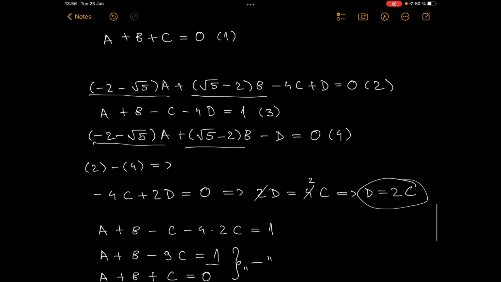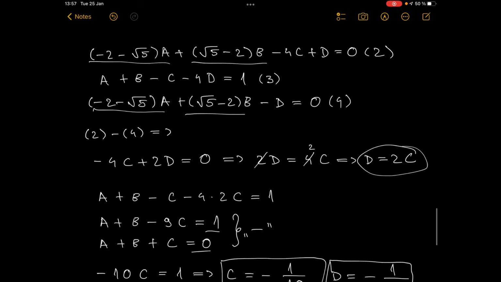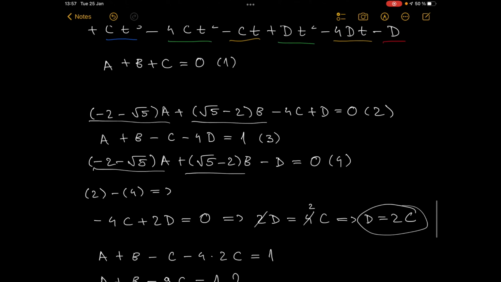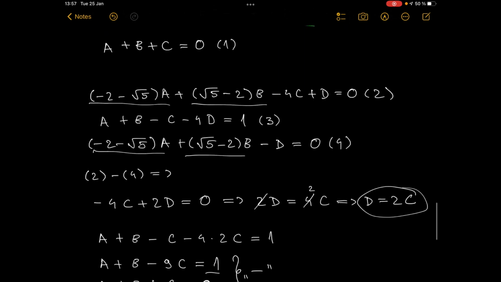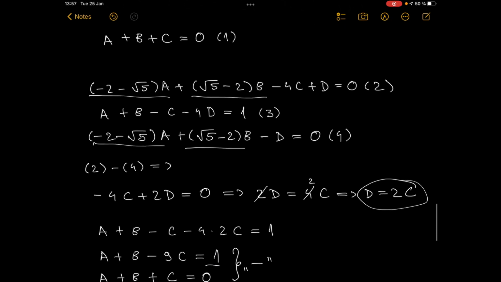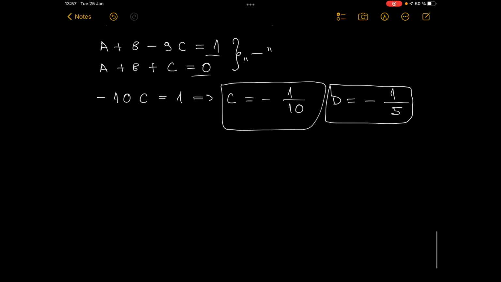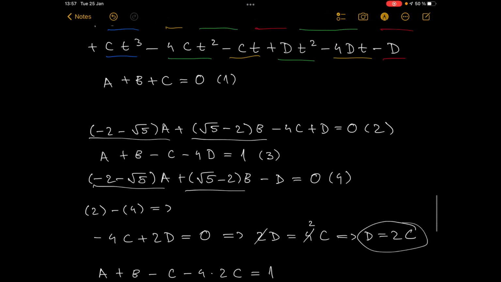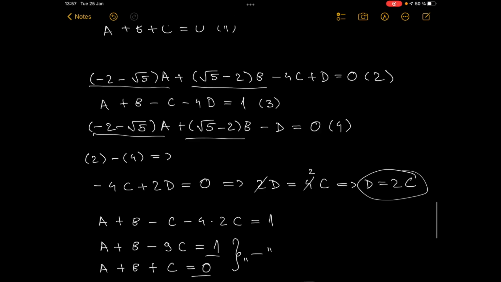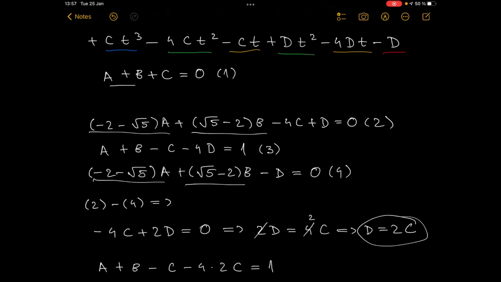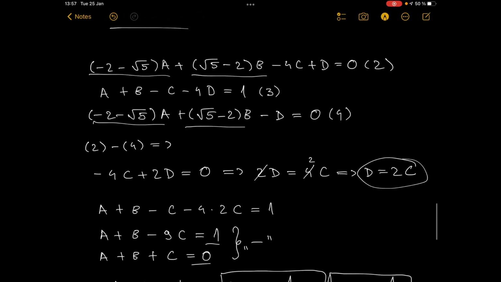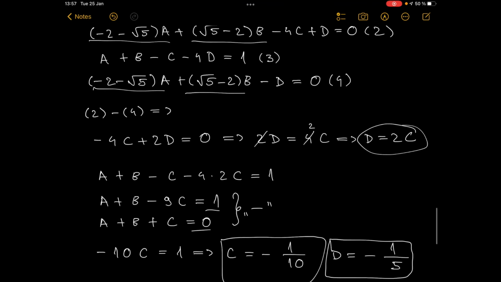Okay, now we want to get to our two other results. So a plus b is equal to negative c. So a plus b is equal to 1 over 10. We get that from equation number 1 right here.